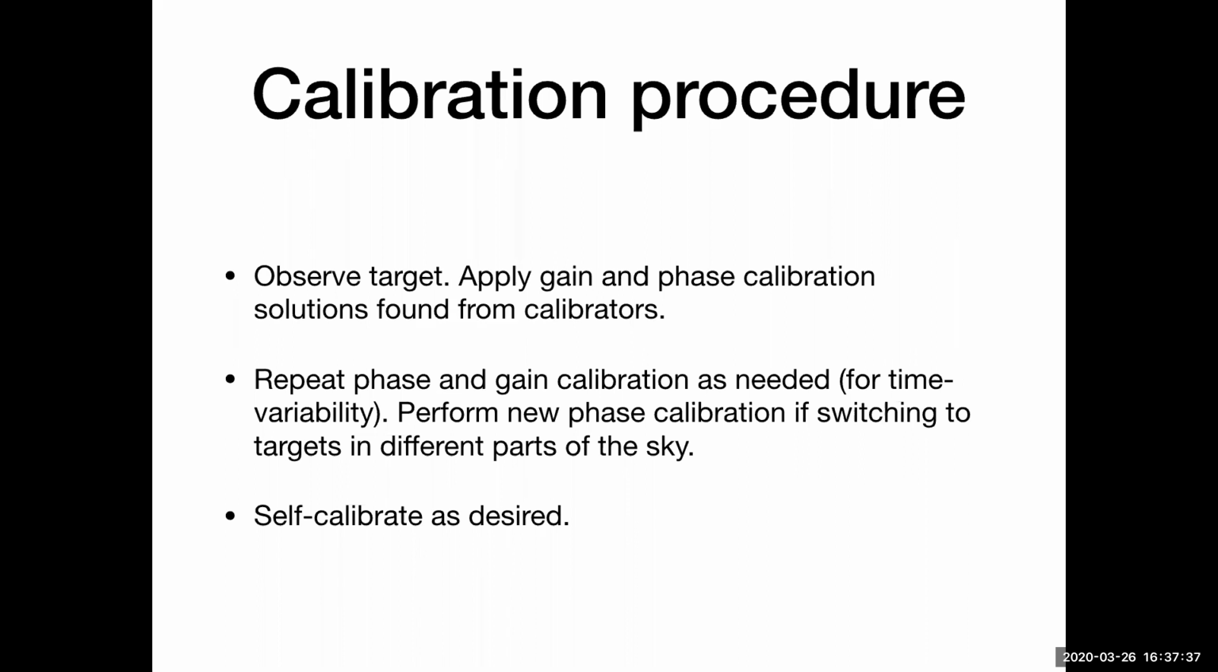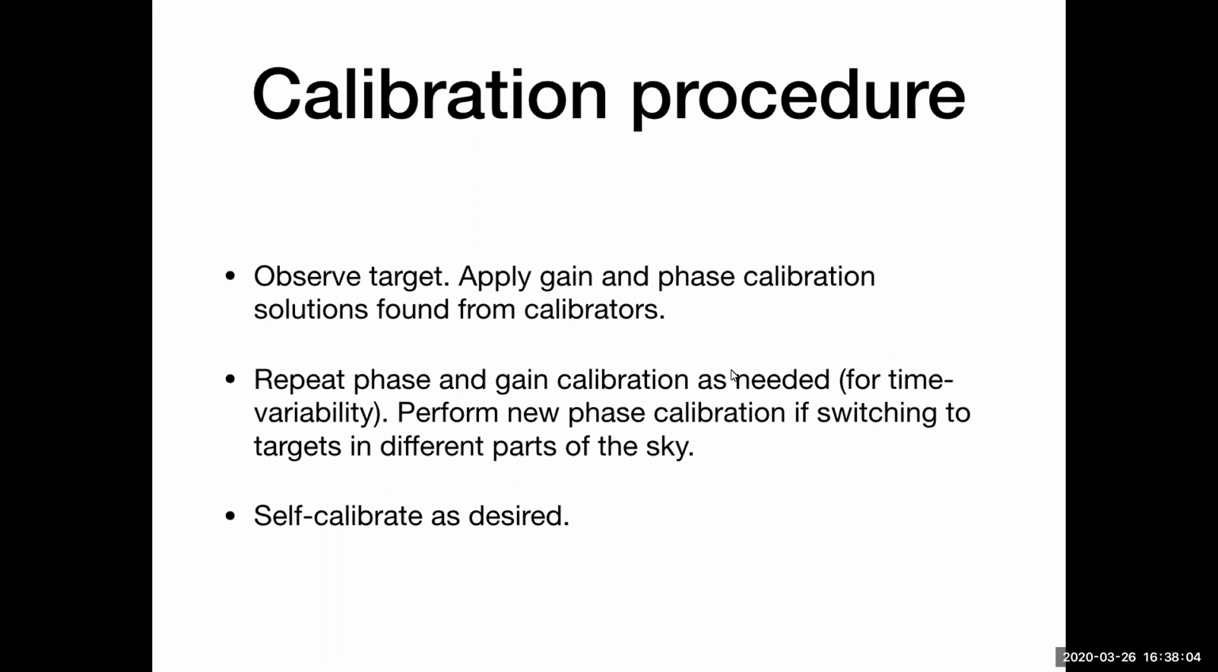And so then you have target data that has been correctly calibrated for gain and phase in principle. Although, because there is time variability potentially involved, you generally repeat the phase and the gain calibration every so often during a long observation to make sure that if there is time variability, you can interpolate between them to capture that in the target data.